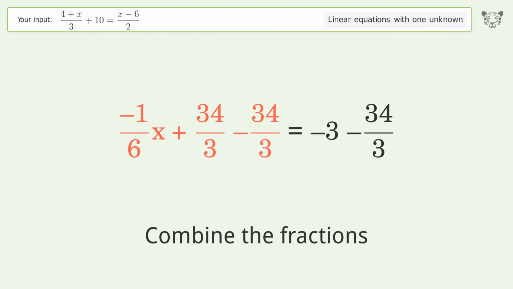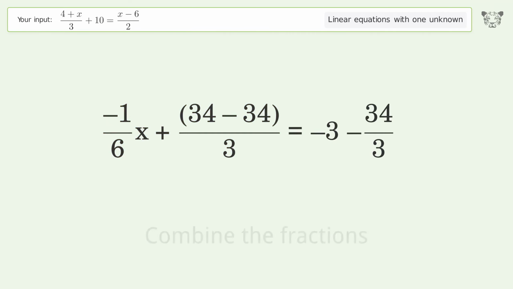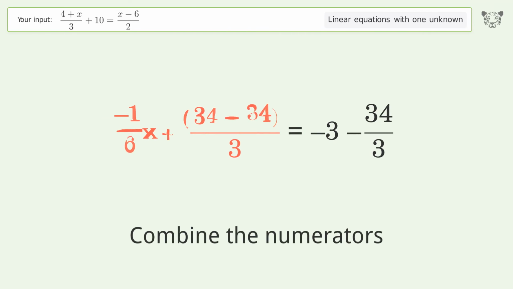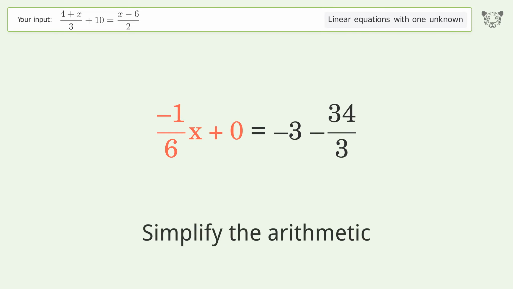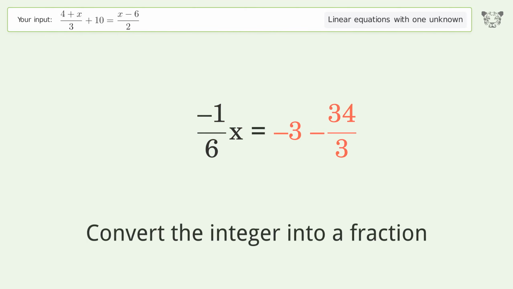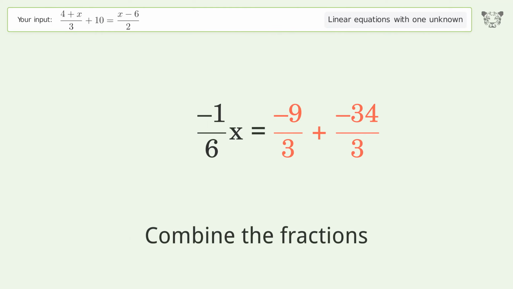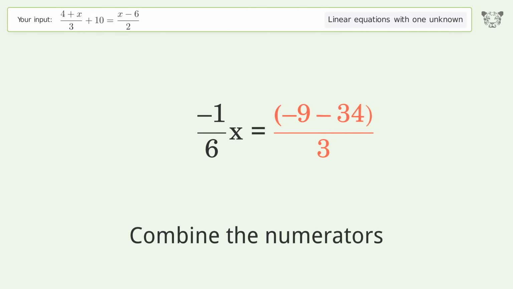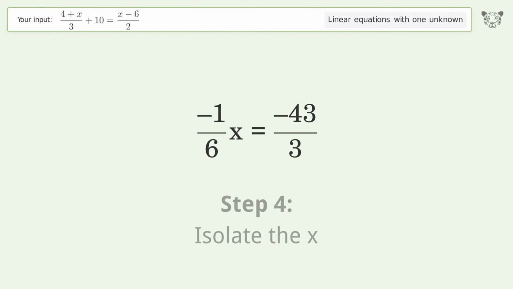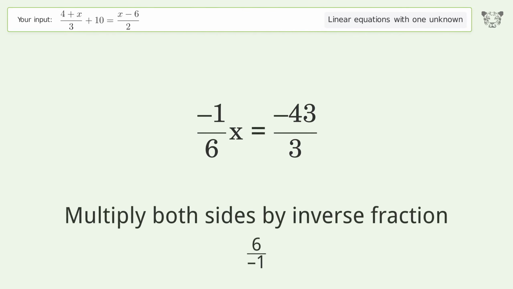Combine the fractions. Combine the numerators. Reduce the zero numerator. Simplify the arithmetic. Convert the integer into a fraction. Combine the fractions. Combine the numerators. Isolate the x. Multiply both sides by inverse fraction 6 over -1.